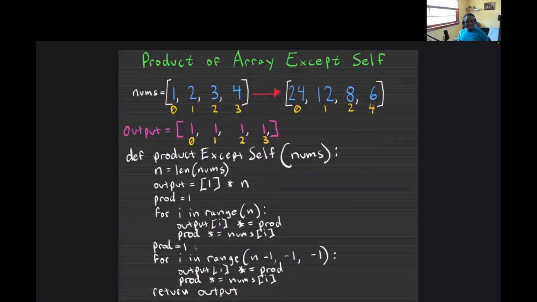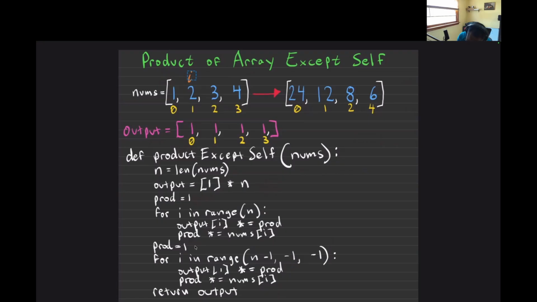Okay, let's walk through this, all right? So like I mentioned, we have the size of our nums stored in the variable n. We have our output array, which is this. And we start off with prod equal to 1. Okay, so for i in range, let's label that. So we have i, okay? So for i in range n, output of i times equals prod, okay? So output of i, this value here, times equals prod. So it stays 1, right? And then we update prod to times equals nums of i. So prod also stays at 1, okay?